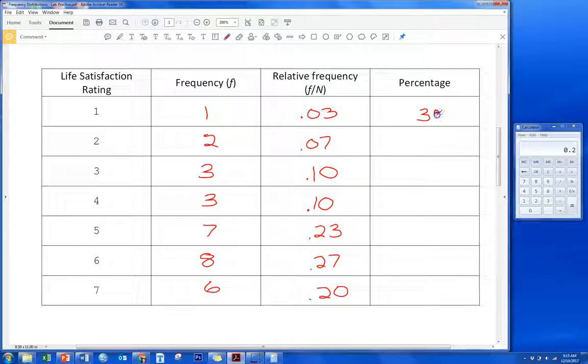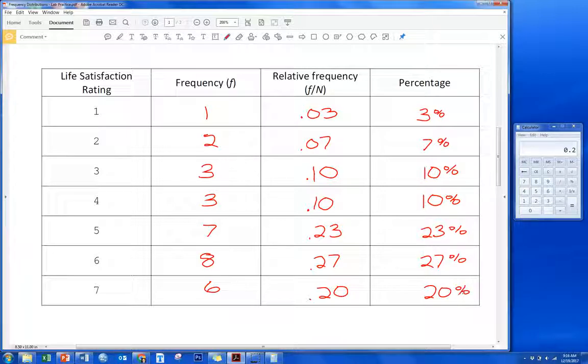3%. Okay, same thing with the 0.07. So we move it 2 places to the right. So that's going to be 7%, like that. Now we have 0.10, 2 places to the right. This is going to be 10%. We have another 10% right below it, like so. 0.23 becomes 23%. Again, moving the decimal 2 places to the right. Then we have 0.27, which becomes 27%. And finally 0.20, which becomes 20%.